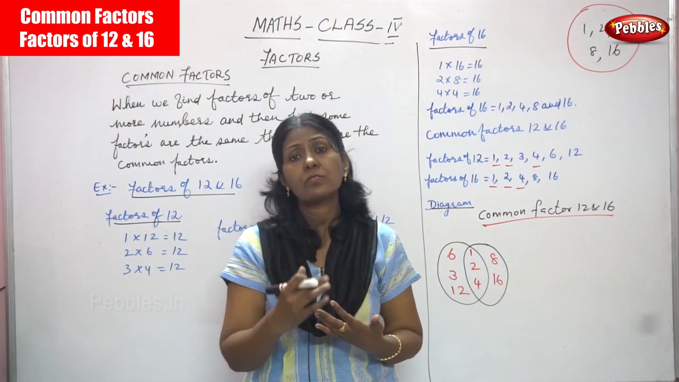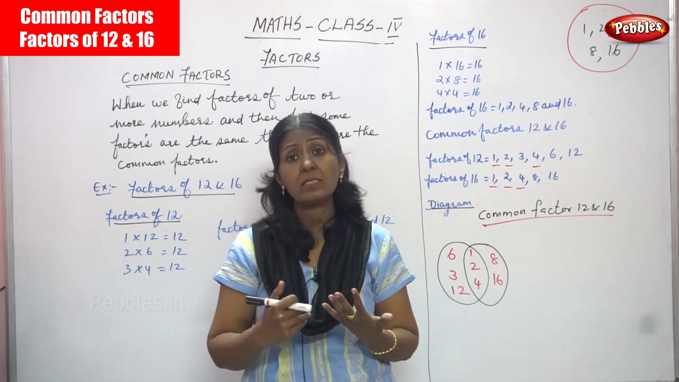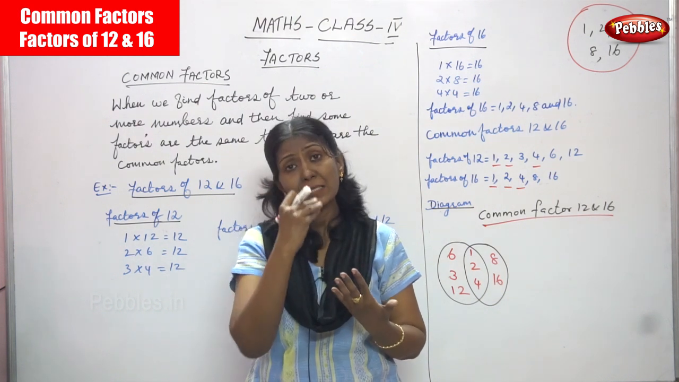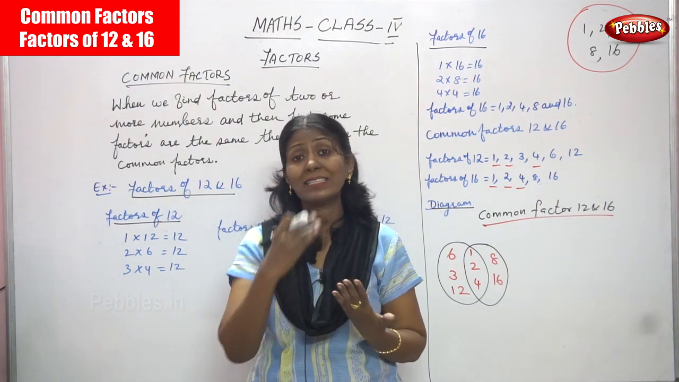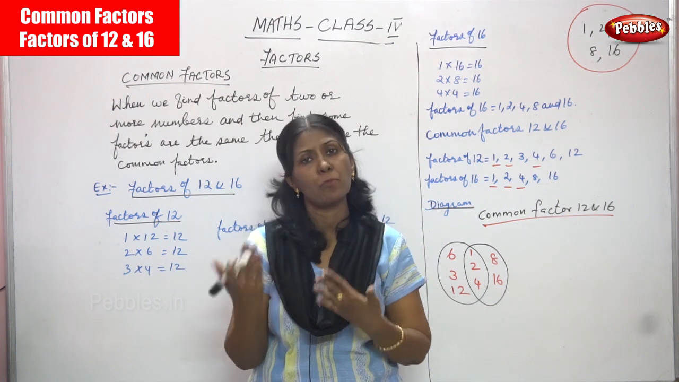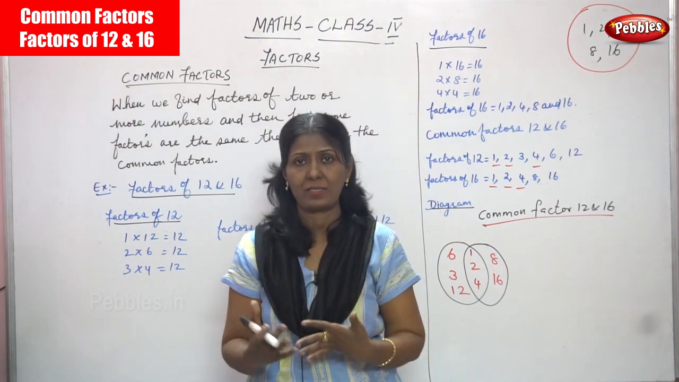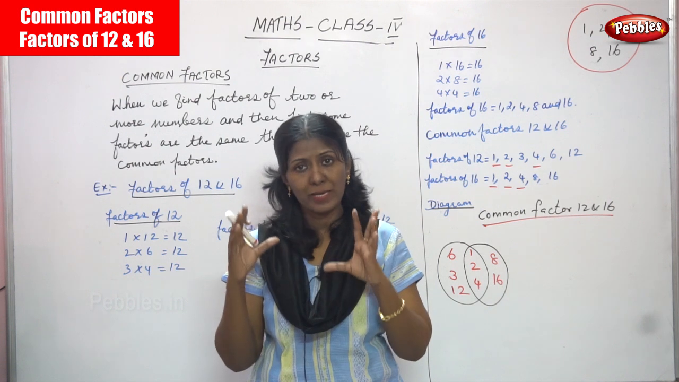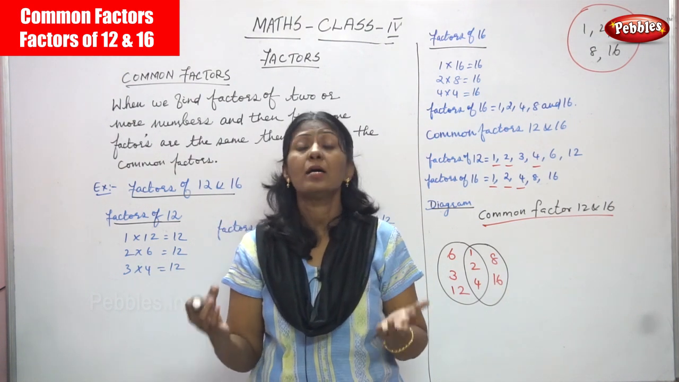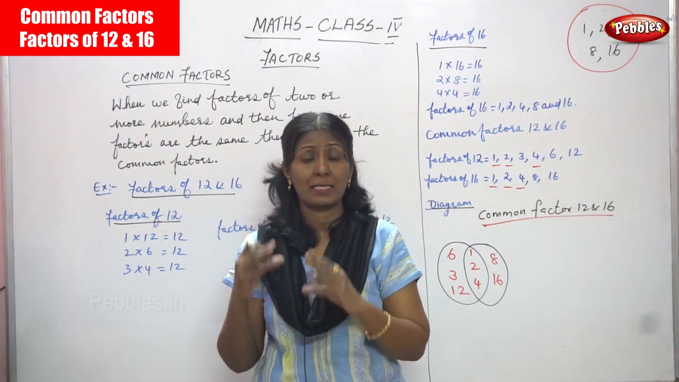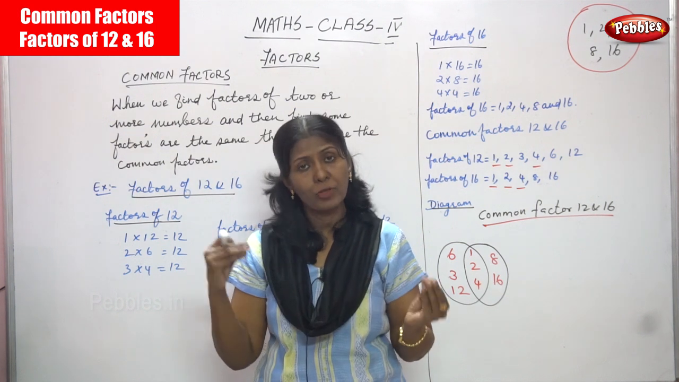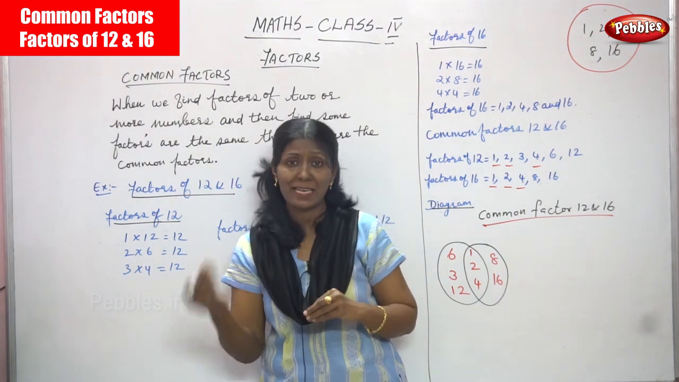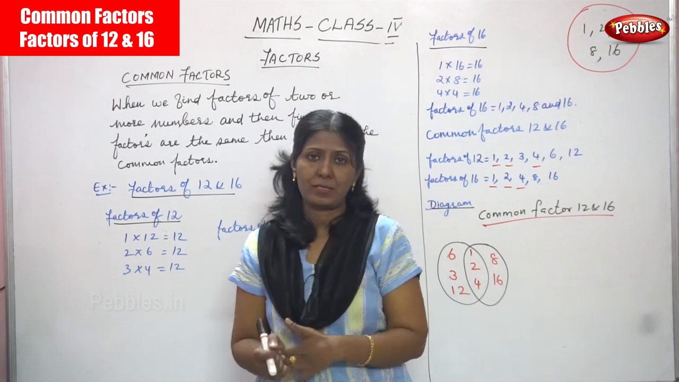So some factors of 12, 16 and 18 are similar or the same for the three numbers, that means two or more numbers. That is called the common factors. If you take two or more numbers, only the factors that are the same for the given numbers are the common factors.